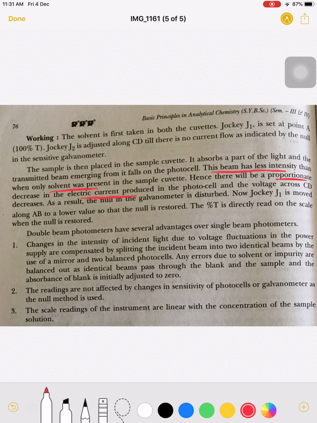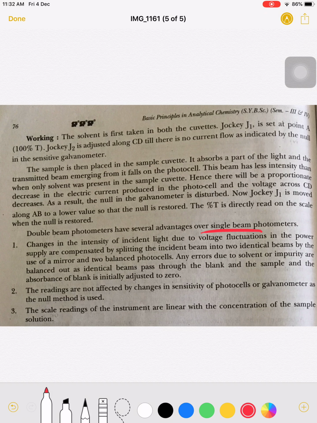Now see the last three points. Double beam photometers have several advantages over single beam. What is the advantage of the double beam over the single beam? First, changes in the intensity of incident light due to voltage fluctuation in the power supply are compensated by splitting the incident beam into two identical beams by use of a mirror to balance the photocell. So suppose there is a fluctuation in the power supply, it does not affect the working of this double beam spectrophotometer.